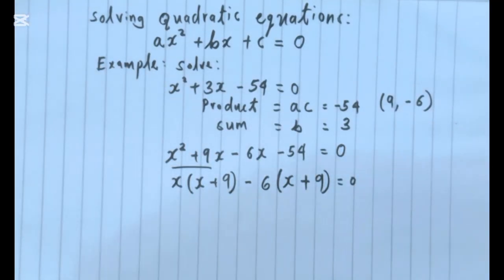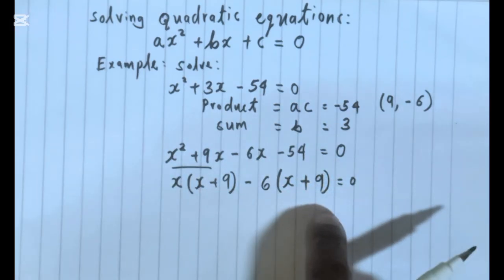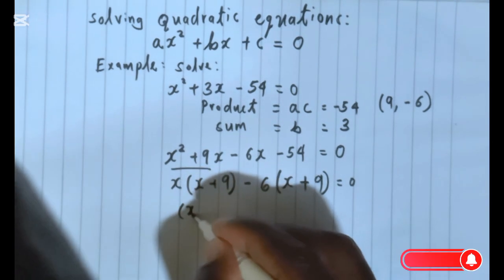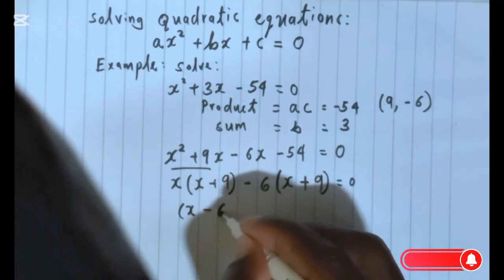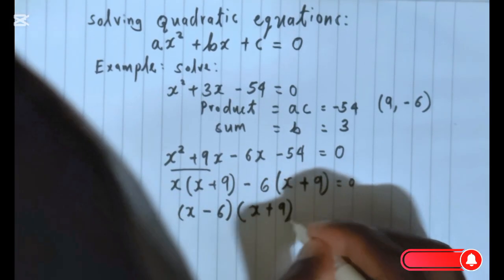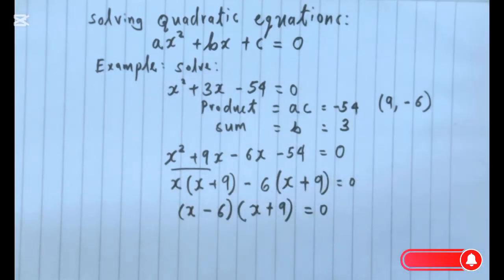Right, so now that we're looking at the terms that are within the bracket and seeing that they're identical, we're going to factorize them by grouping. So this is going to leave us with x minus 6 into x plus 9 equals 0. Awesome. So we've factorized our quadratic equation and we've equated it to 0.